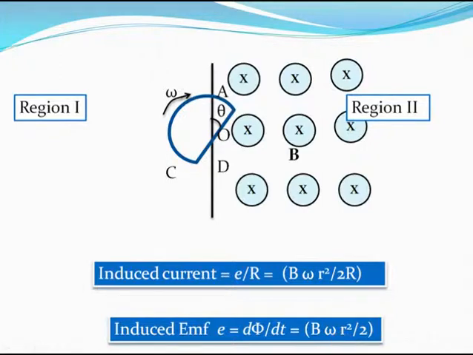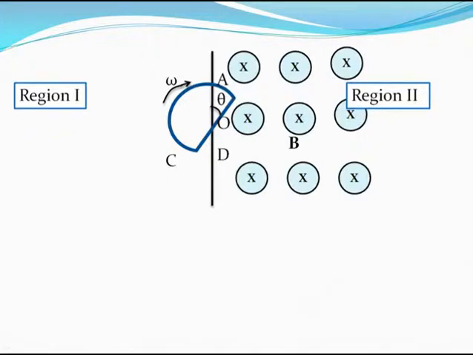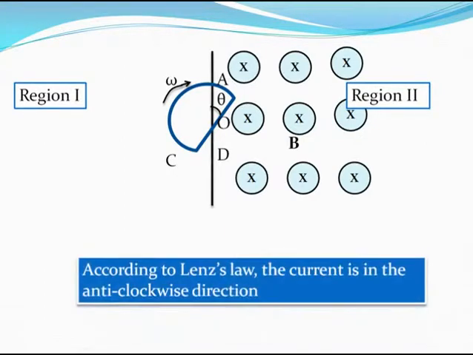It was so simple. The second part of the question asks us to find the direction of the current when the loop is just entering the magnetic field. Now let's see what happens when the loop is entering the magnetic field. Just as the loop enters the magnetic field, the magnetic flux keeps on increasing because the area of the loop exposed to the magnetic field increases.